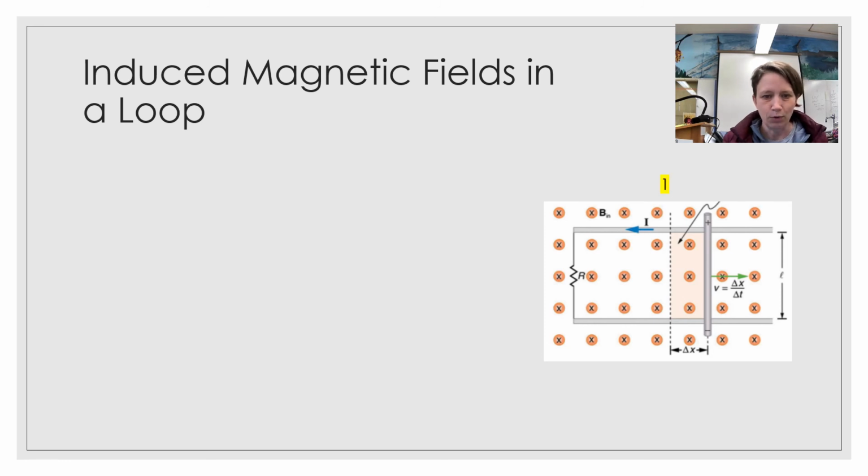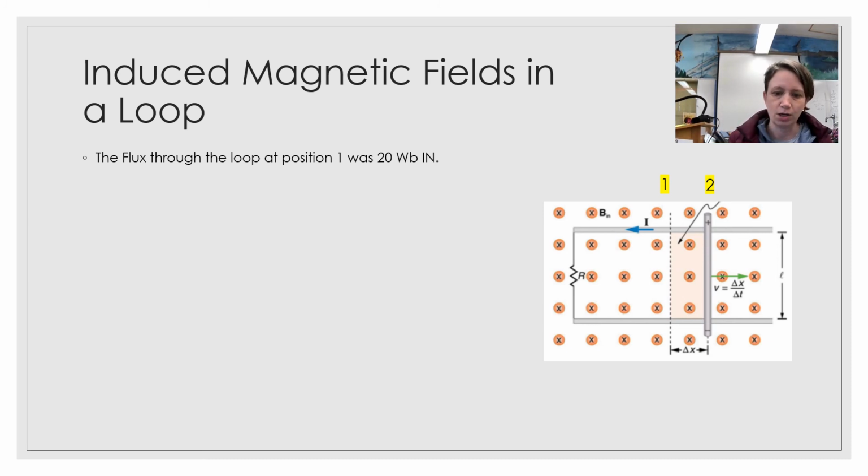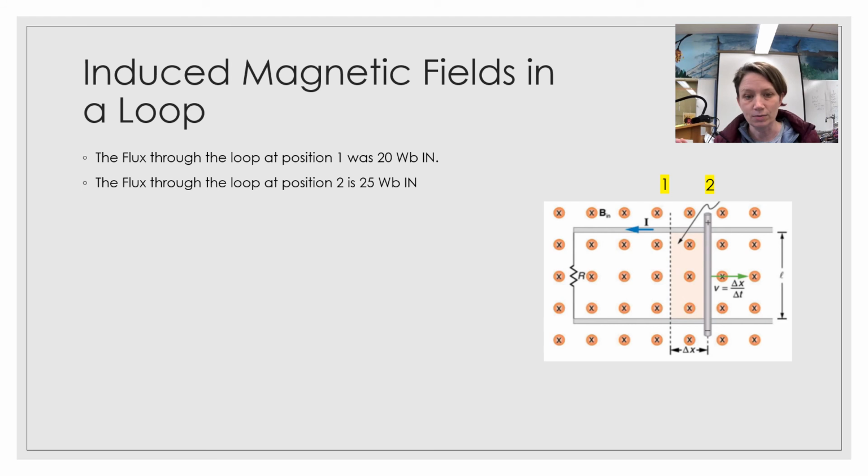Here's another example with that sliding rail. That rail started at position 1, and then it has now been slid to position 2. The flux through the loop defined by position 1, let's just say we initially knew that was 20 Webers in. But at position 2, we now have more flux, bigger area. It's now 25 Webers in. Again, we could calculate the E using the change in flux per time.